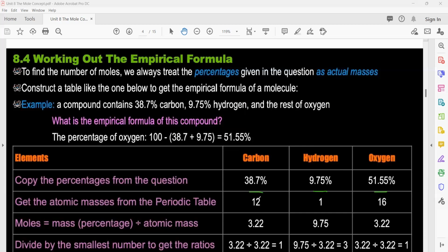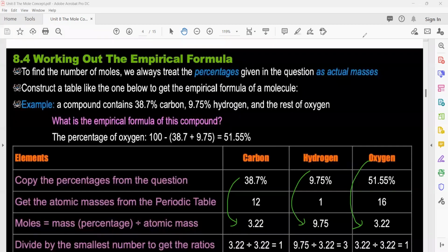When you divide it, what will you get? 38.7 divided by 12, you will get 3.22. When you divide 9.75 divided by 1, the same will come here. 51.55 divided by 16, 3.22. So now you got the number of moles. For carbon, 3.22. For hydrogen, 9.75. For oxygen, 3.22. So this is the number of moles you will find.